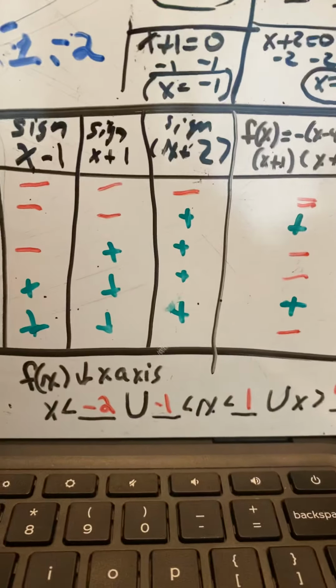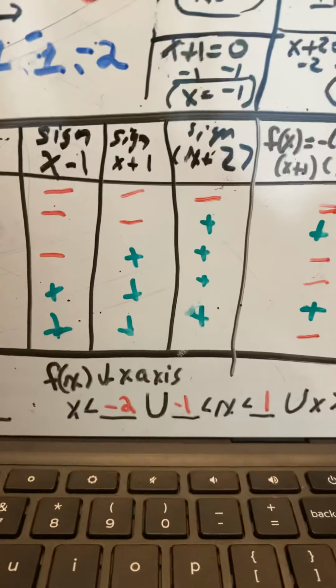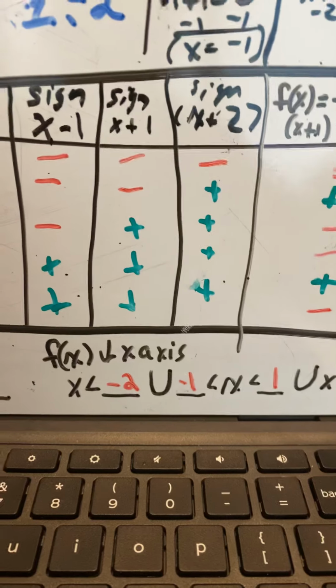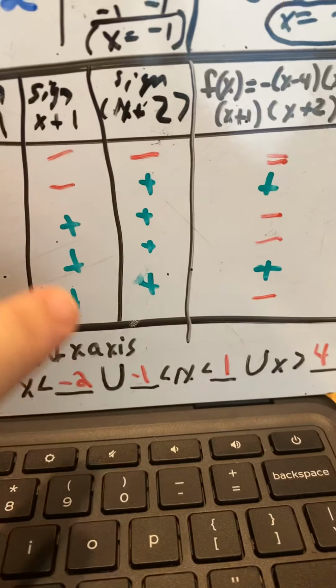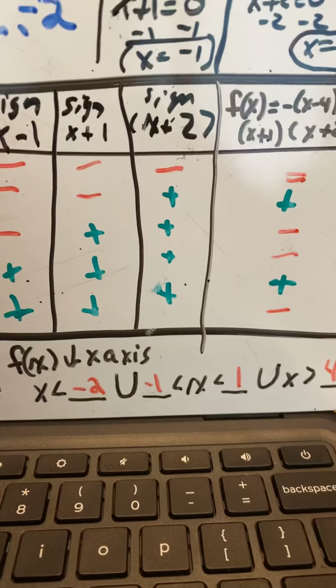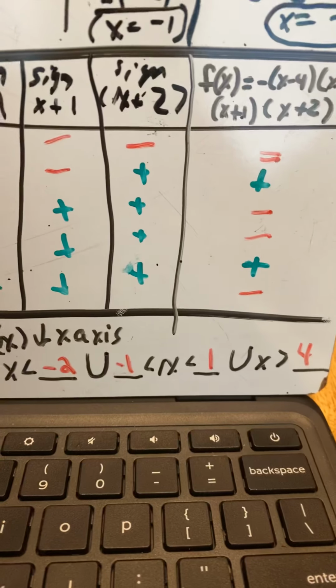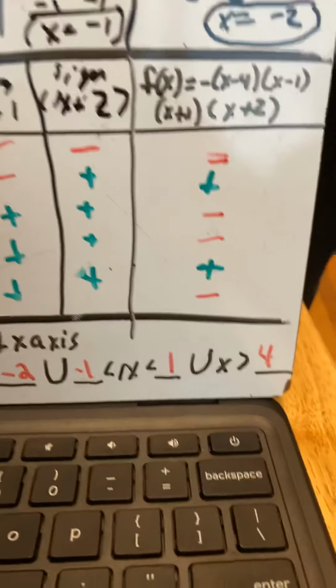Where will the function be below the x-axis? And again, I'm using some shortcut notation. Where will it be below the x-axis? When x is less than -2. Also, that U means in union with. That's just a math notation. So we have x between -1 and +1 in union also with when x is greater than 4. You're going to lift it up, or you're going to hold it up so I can see.